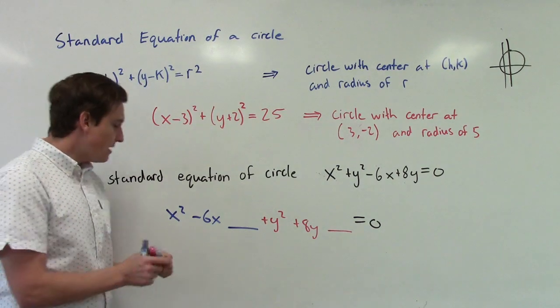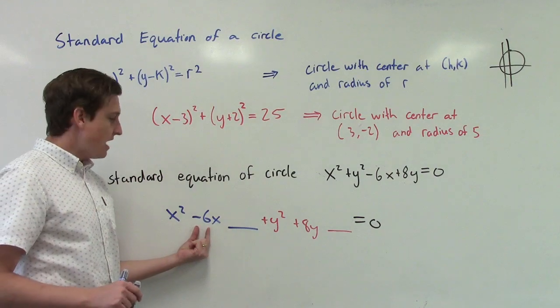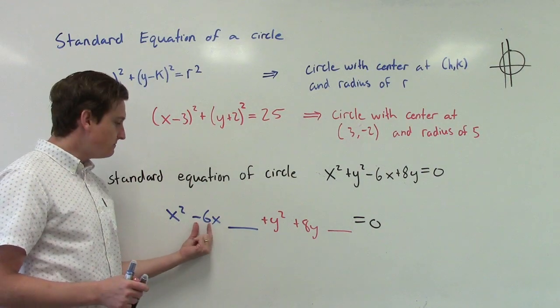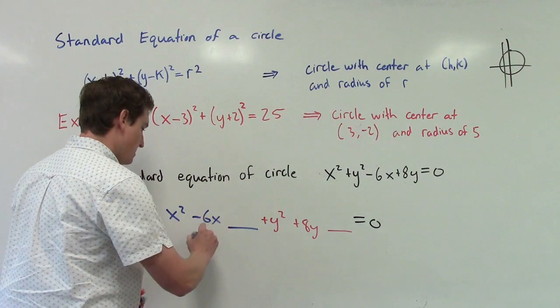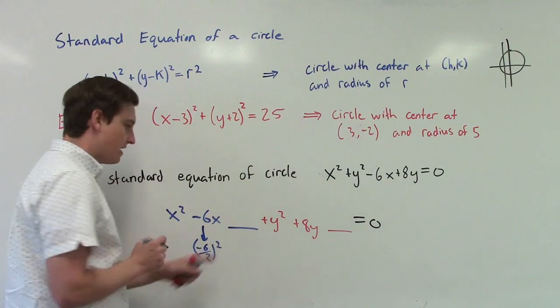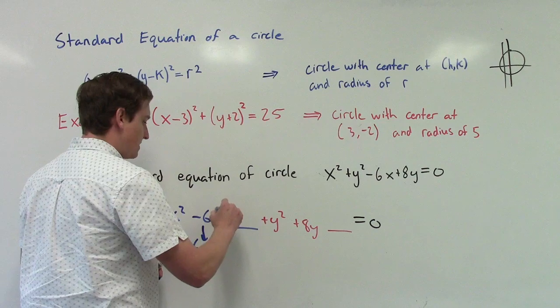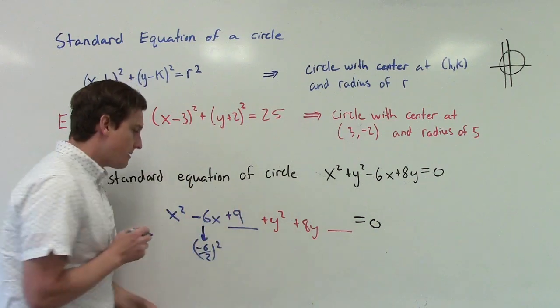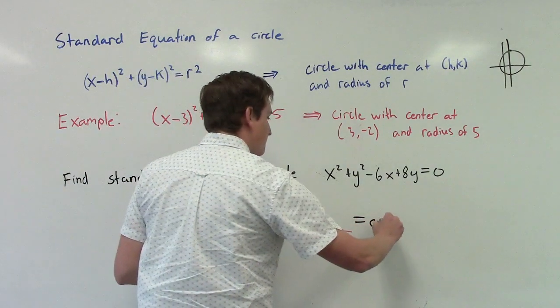So to find out that number, we take this number and divide it by 2, which is going to give us a 3, and then we square it. So this is going to be -3 squared. So -6 divided by 2, whatever that gives us, we square it, and that's what's going to go right here. So this is going to be a -3 squared, which is a +9. Okay? Now because I added 9 here, I also have to add a 9 on the right side.